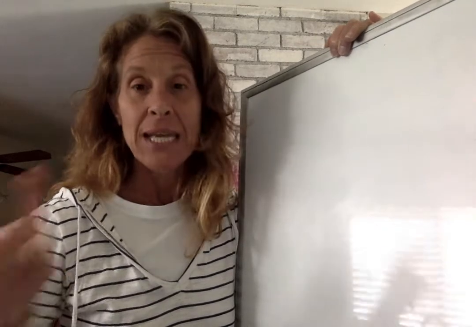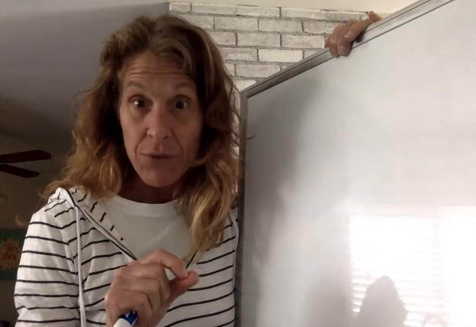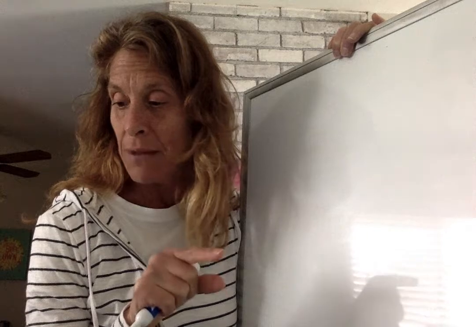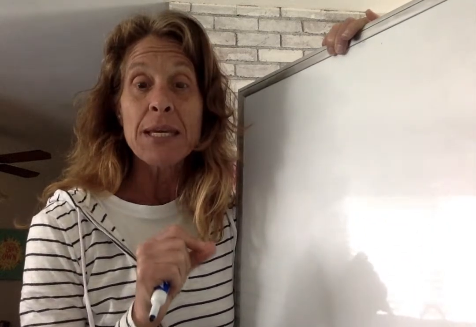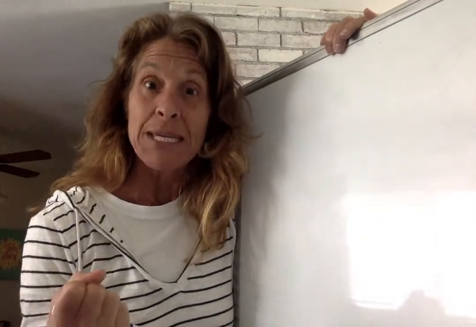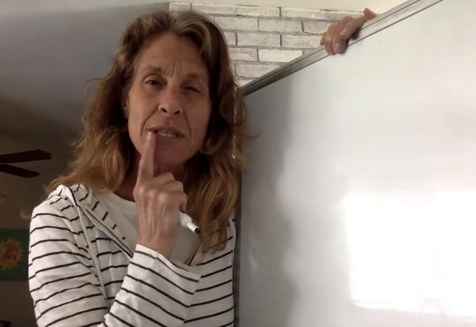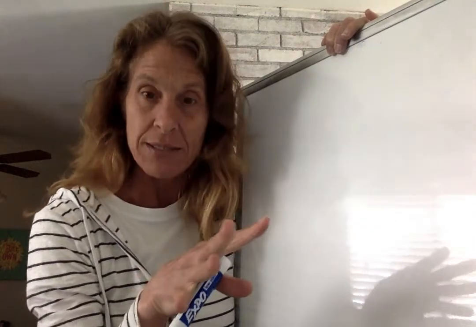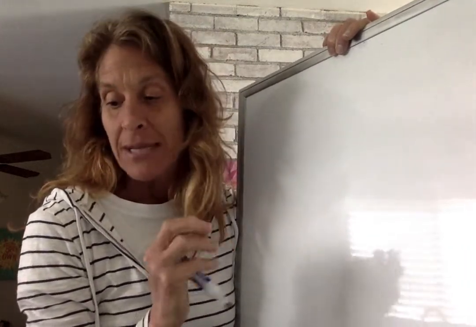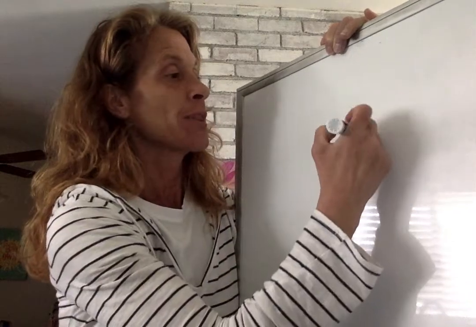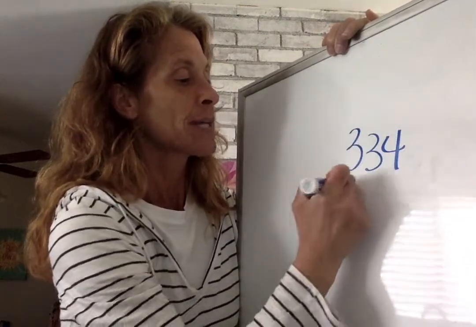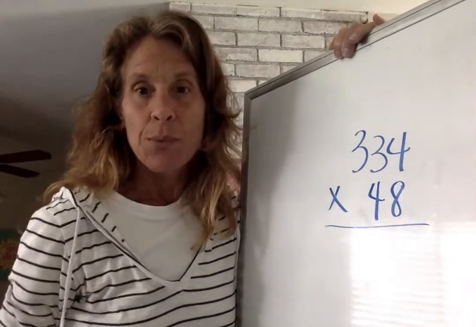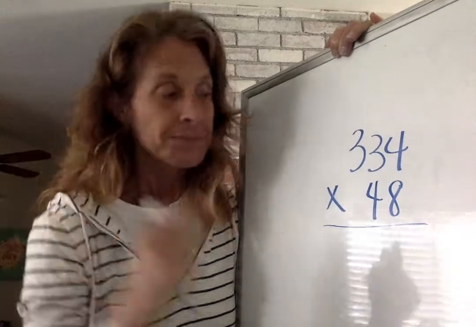Okay, now be careful. When you get to 8 through 12, you're actually going to be making an estimate. You're going to be saying to yourself, what's the likelihood that these two numbers, when I multiply them, are going to be about this? So, number 8 says 334 times 48. Okay? So we're going to do a little bit of mental math right now.